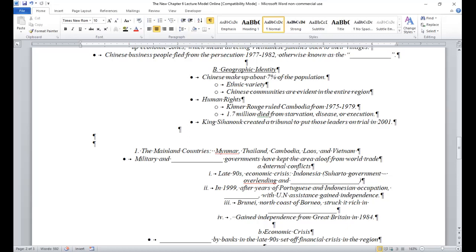Human rights. The Khmer Rouge ruled Cambodia from 1975 to 1979. And again, like we just saw just up north in China, more atrocities, right? With just horrible government. 1.7 million people died from starvation, disease, or execution at the hands of the Khmer Rouge under Pol Pot. Thing about this is, I'll just add this too. Getting back to the domino theory, we were concerned about the domino of Vietnam falling, and then the rest of the region going down with it.